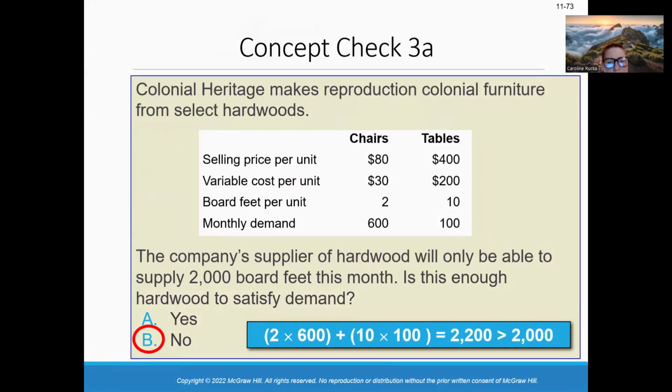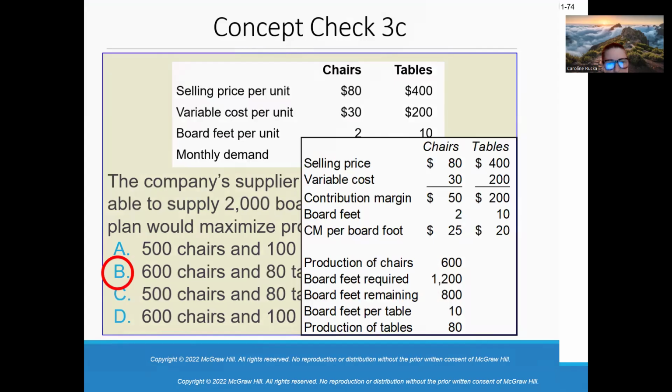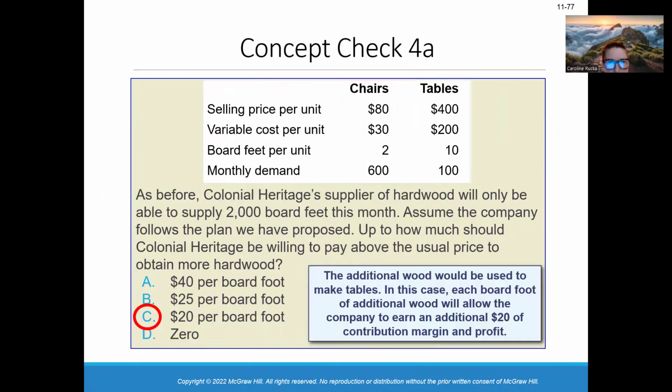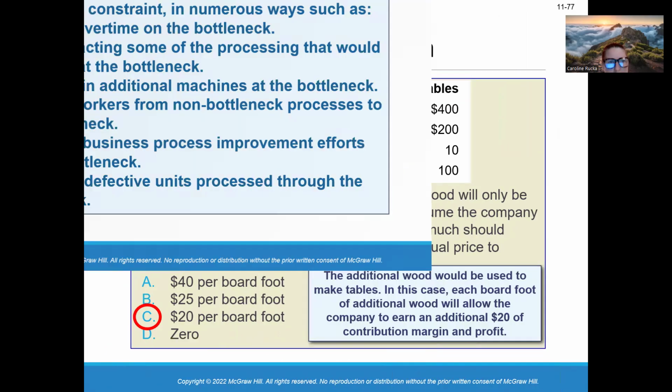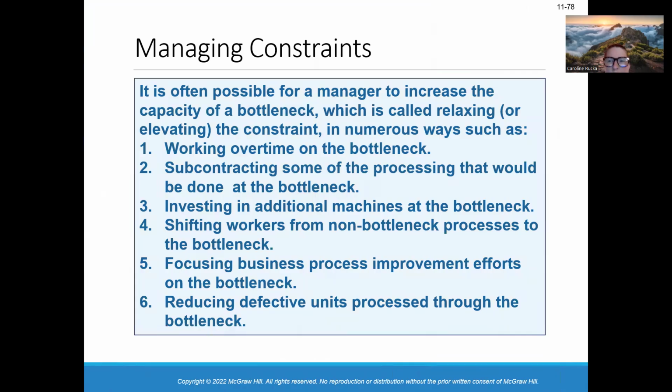Great. Here is another example. I will let you guys work through that on your own time. All right, so how do we manage these constraints? You can sometimes increase the capacity of a bottleneck. That's called relaxing the bottleneck or relaxing the constraint.